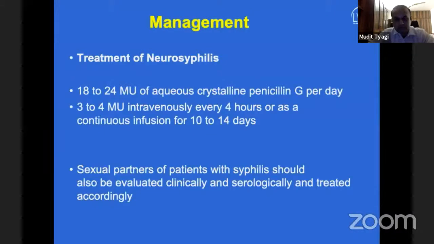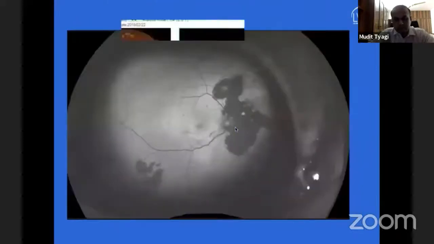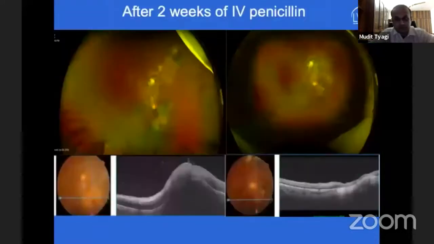So the patient was given crystalline penicillin for 14 days, and after 2 weeks of IV crystalline penicillin, what we found was that the granuloma superiorly as well as inferiorly had regressed. And an OCT shows a complete resolution of macular edema over here. And an OCT passing through the granuloma shows the complete resolution. And the entire granuloma seems to have disappeared. So within 14 days on crystalline penicillin G, we found that most of our lesions had gone. So what initially clinically presented or had a clinical appearance of a tuberculosis turned out to be a syphilitic granuloma.